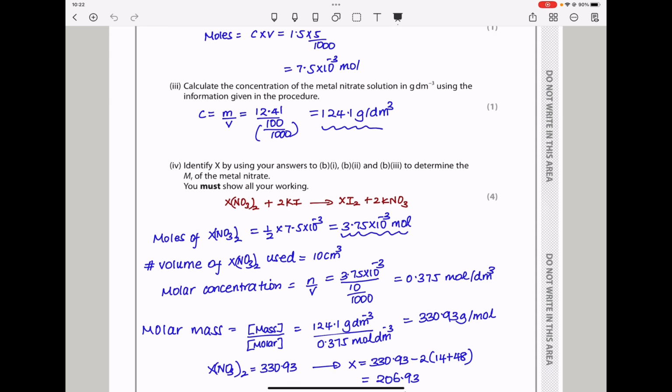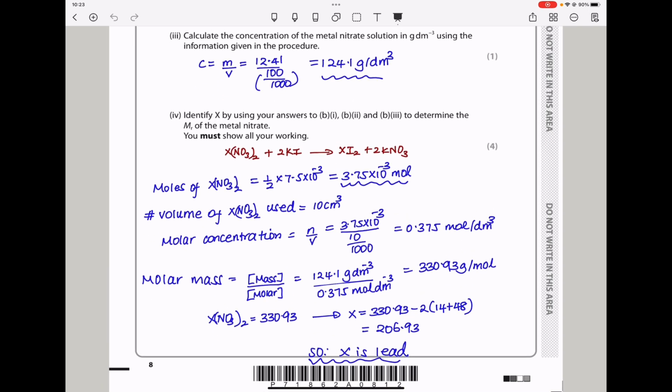Now, the volume of the metal nitrate used was 10 centimeters cubed, you remember from previously. So the molar concentration is going to be number of moles divided by volume, which is that divided by this volume in decimeters cubed. And again, that is why I used 10 divided by 1,000, converting that volume to decimeters cubed. And this was my molar concentration.